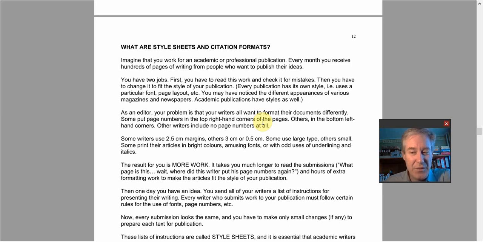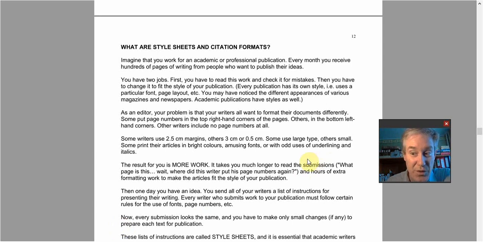You have to decide, well, what does our magazine do? What does our publication do? Well, we always put the page numbers in the top right-hand corner. So every writer who sends you work with the page number here or down here or at the top or at the bottom or some other place where it shouldn't be, that means you have to change it. So that's more work for the editor.